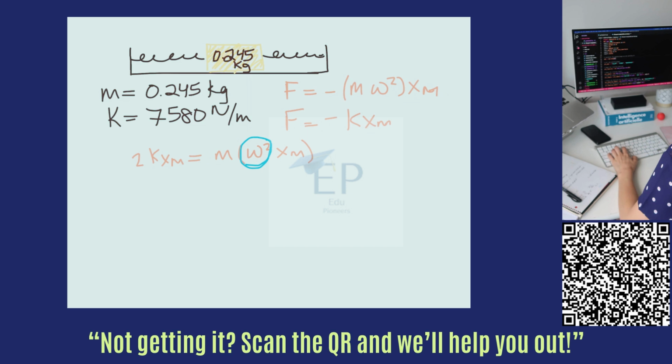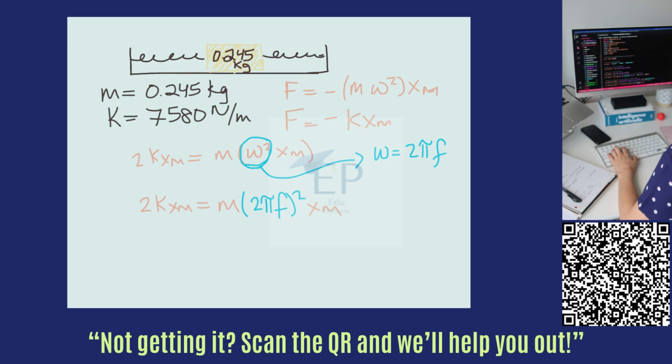Okay, so I can also swap out my omega here because I eventually want to find my frequency, and omega also equals 2 pi times the frequency. So now when I substitute that in, my new equation is going to be 2 times the spring constant times my amplitude equals my mass times 2 pi f squared, again, times my amplitude. But now I'm able to solve for frequency. So I'm going to rearrange my equation.